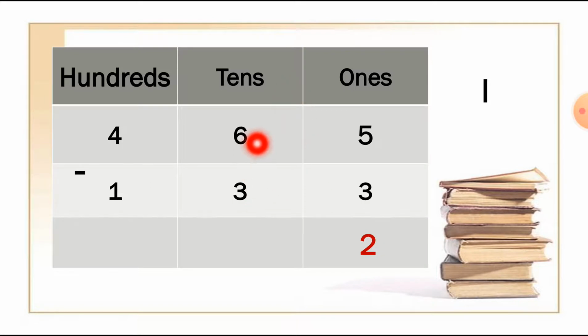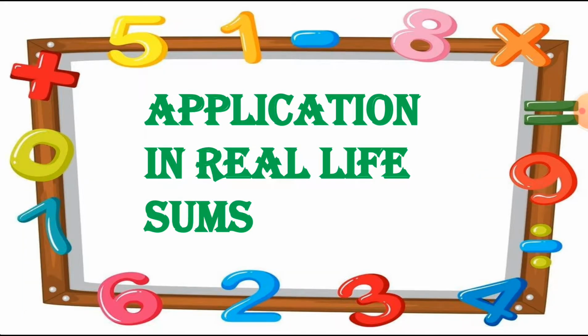Then at the tens column, 6 minus 3. If we cut 3 from the 6, we get the answer 3. Then the hundreds column, 4 minus 1. If we cut 1 from the 4, we get the answer 3. So here is our answer, 332. You have to repeat the answer with me. 332.